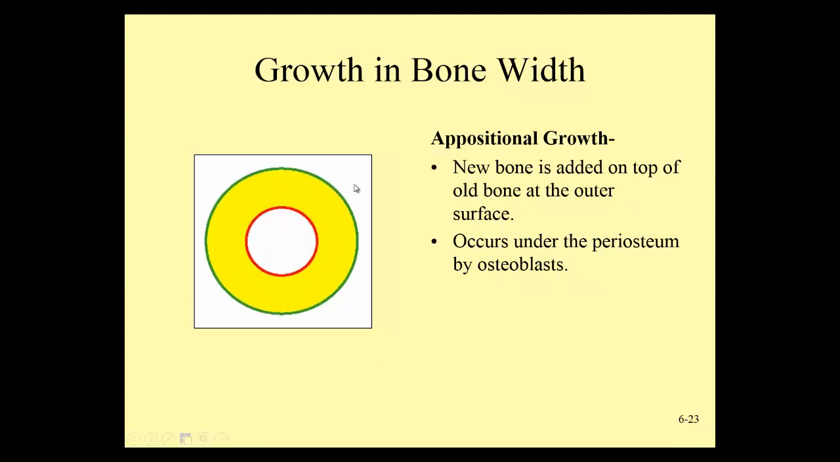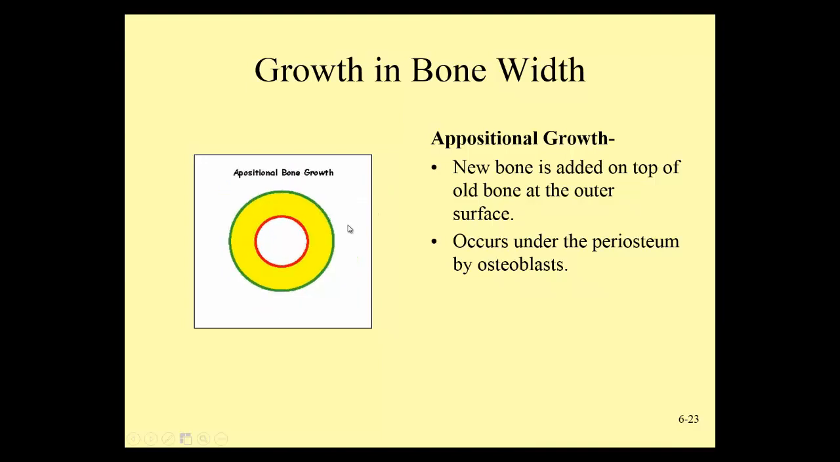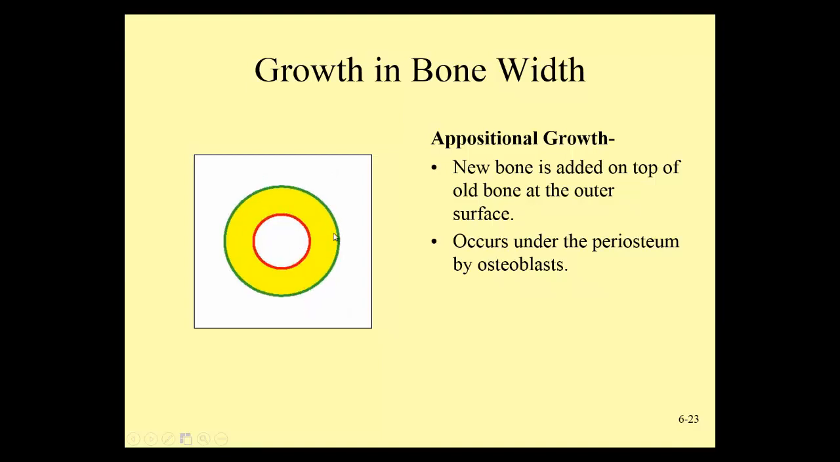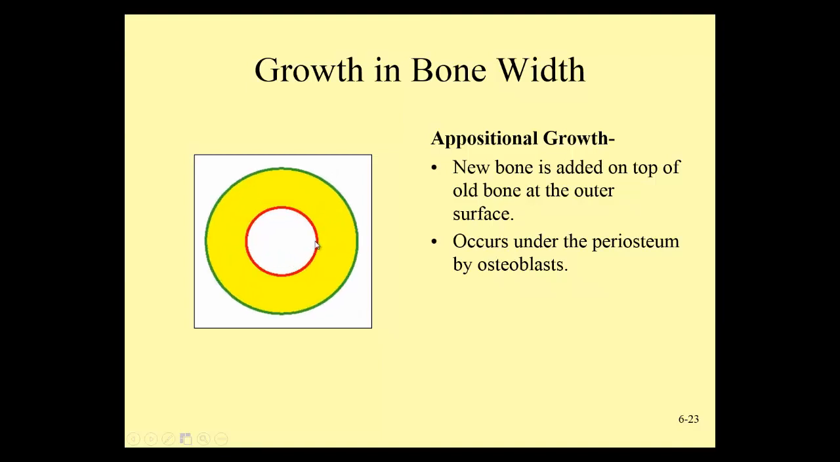That way that medullary canal increases in size proportionally to the increasing bone width. So it's important to understand that when we're growing, we have osteoblasts adding to the surface at the same time as we have osteoclasts cleaving out the medullary cavity. So those bones remain proportional.